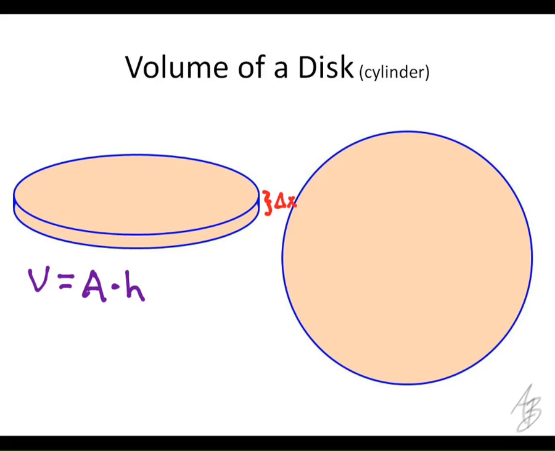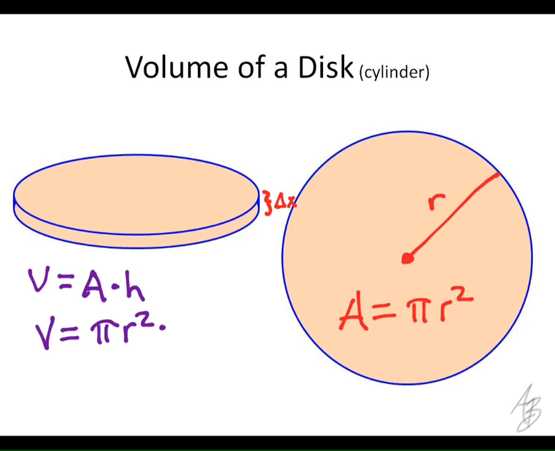So I'm going to look at this orthogonal projection here. We'll call that r. And the area of that base is going to be what? Pi r squared, yes. So that means that this volume here is going to be the area of the base, pi r squared, times delta x. Pretty straightforward, right?